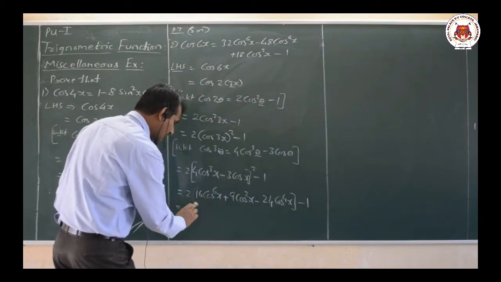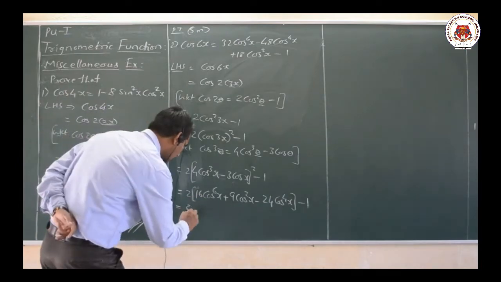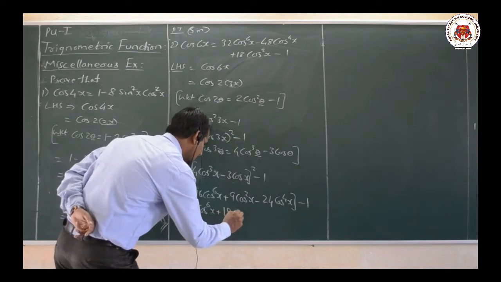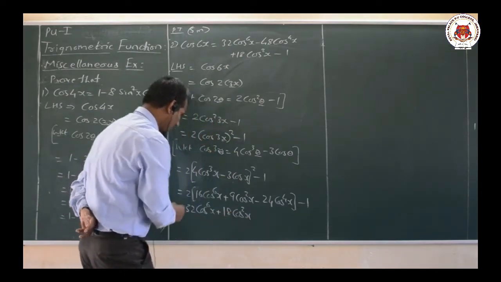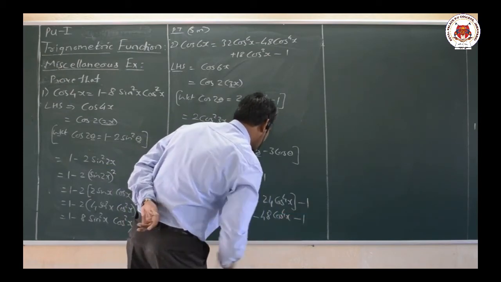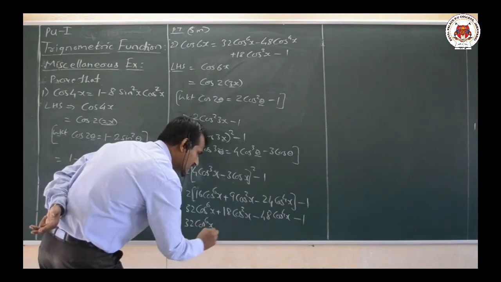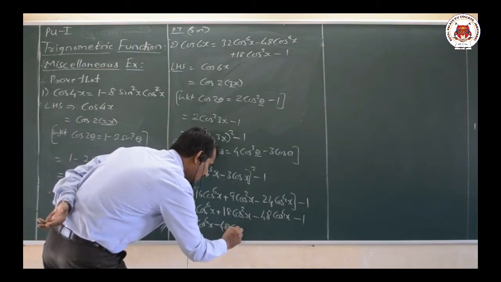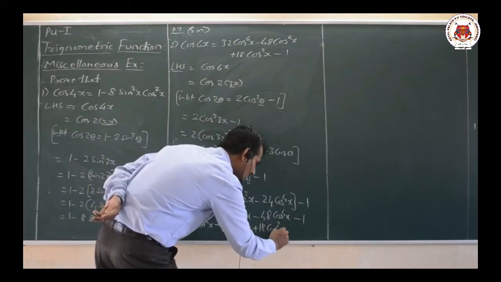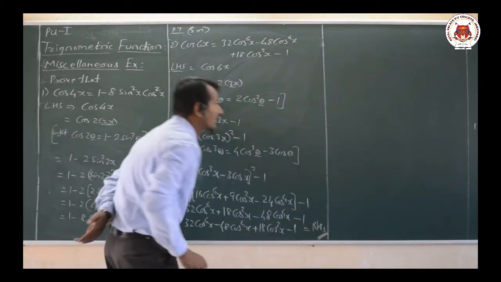Now what I will do is multiply it by 2. Multiplied by 2, 16 2s are 32 cos raised to 6x plus 9 2s are 18 cos square x, and at last minus 48 cos raised to 4x minus 1. So ultimately what we get is 32 cos raised to 6x minus 48 cos raised to 4x plus, dear students, 18 cos square x minus 1, and that itself is your RHS. That is your required result.